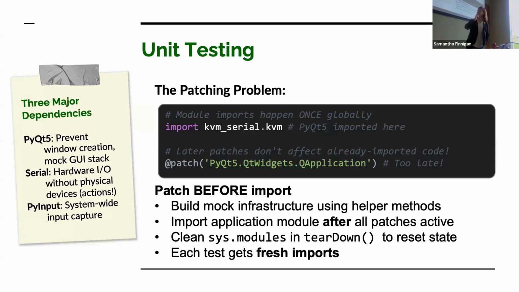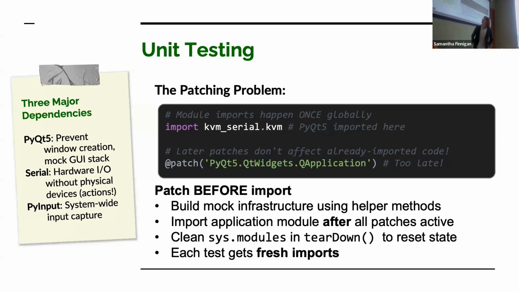It quite often meant moving my import statements from the top of the file to inside my test methods, which I thought looked kind of weird. I don't really like that very much, but that seemed to work. So you can only import what you're testing after all of your patches are active. And then I did some cleaning of sys modules in teardown just to make sure that everything was removed after tests, so that each test would get fresh imports.